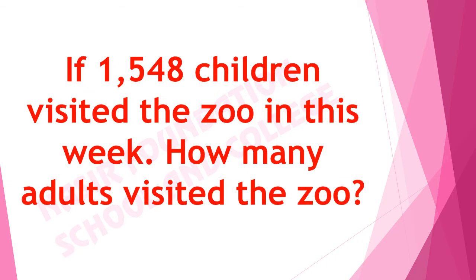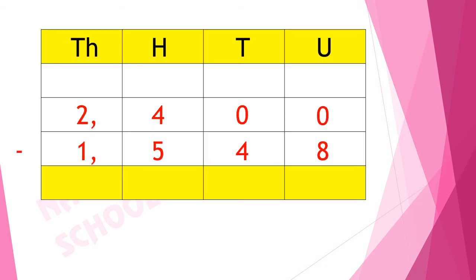If 1548 children visited the zoo in this week, how many adults visited the zoo? From the total number of people who visited the zoo during the week, we will subtract number of children, 1548, to get the number of adults. As the total number of people who visited the zoo during a week is 2400, we will subtract number of children, 1548, to get the number of adults who visited the zoo during a week.